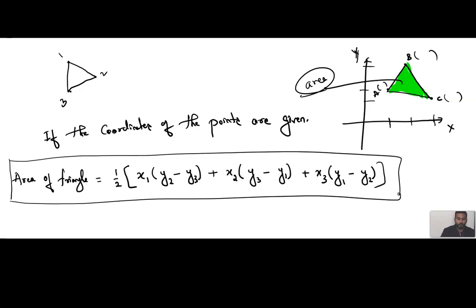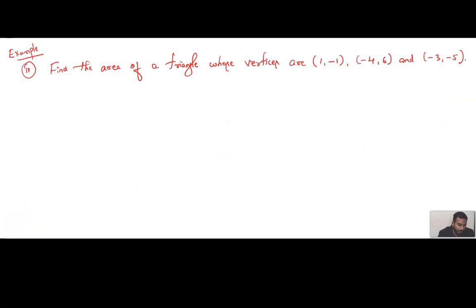Now children, we are going to start the problems related to area of triangle. Now copy down the first problem related to this topic. See children, that is example number 11. Find the area of a triangle whose vertices are (1, -1), (-4, 6) and (-3, -5). See children, how to solve this problem? It's very easy, as I said.